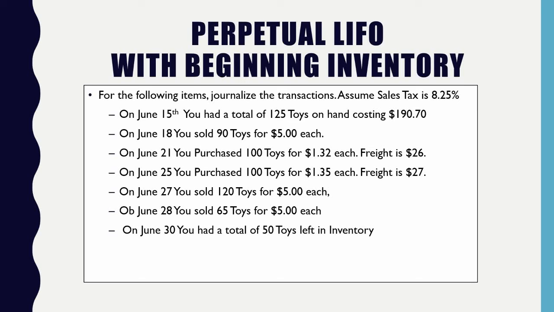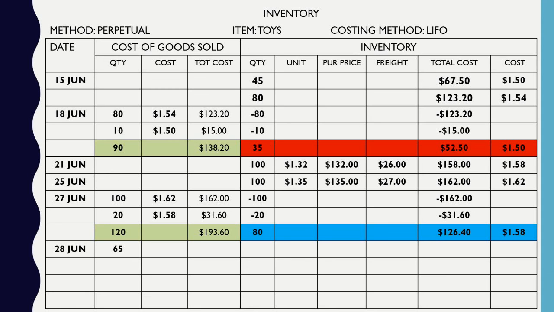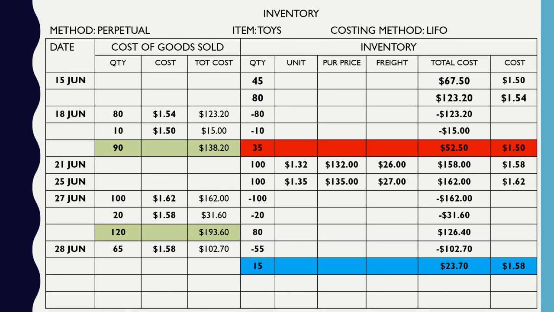Okay? And then last but not least, on June 28th, we end up selling our last 65 toys for the month, giving us an ending balance on June 30th of a total of 50 toys left. So in this case, I sold another 65. Right here, this blue batch can cover all 65 units. So in this case, 65 at $1.58 is going to give me a total of $102.70. We subtract that out, giving me a remainder balance in my blue batch of 15, right?